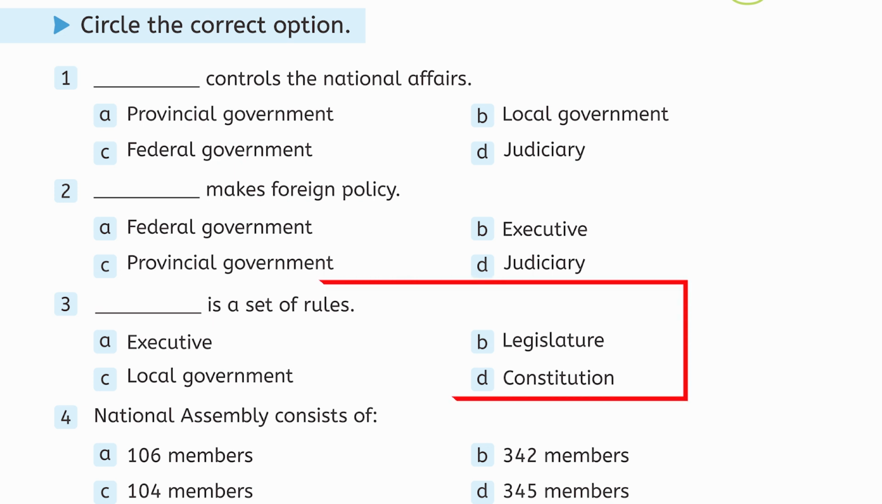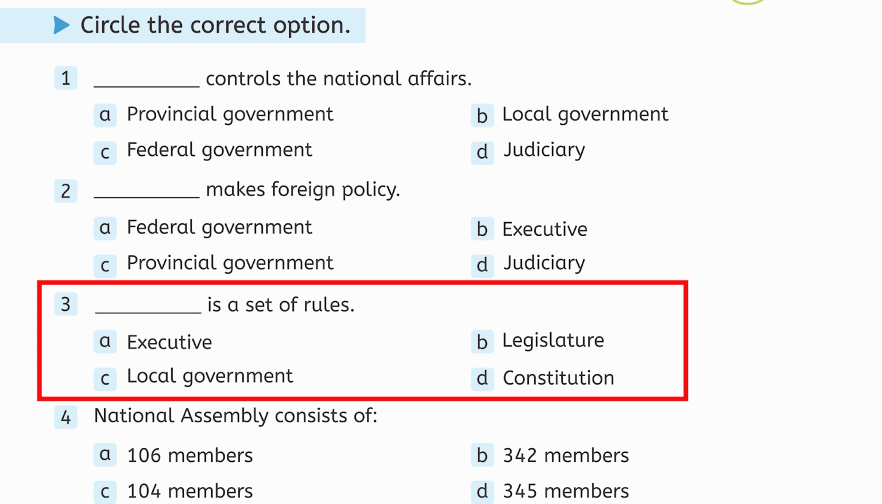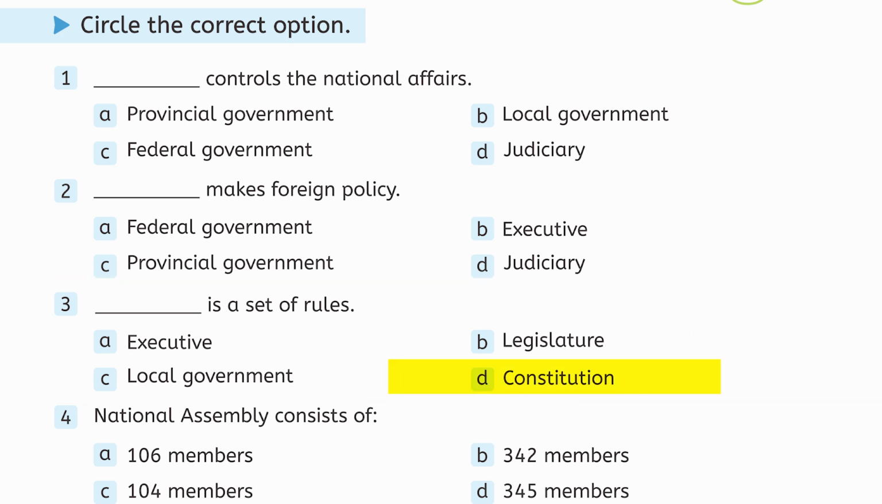Next is, dash is a set of rules. Option A executive, option B legislator, option C local government, option D constitution. So the correct option is option D constitution.